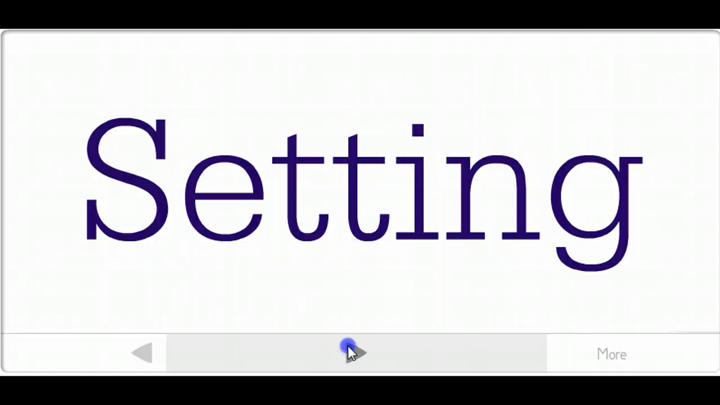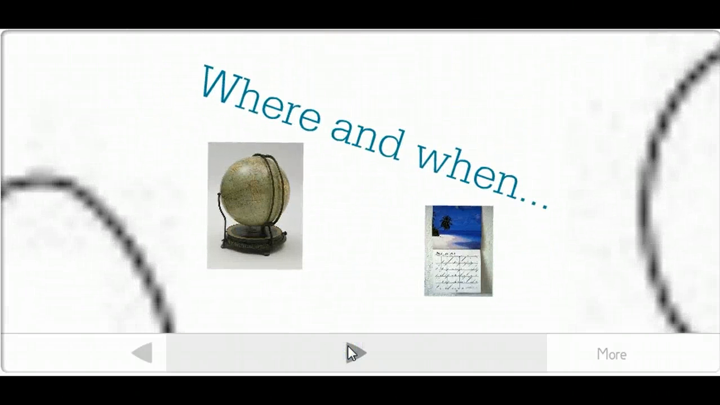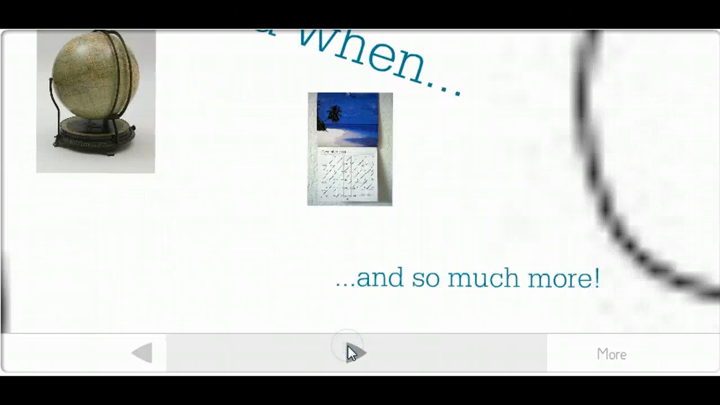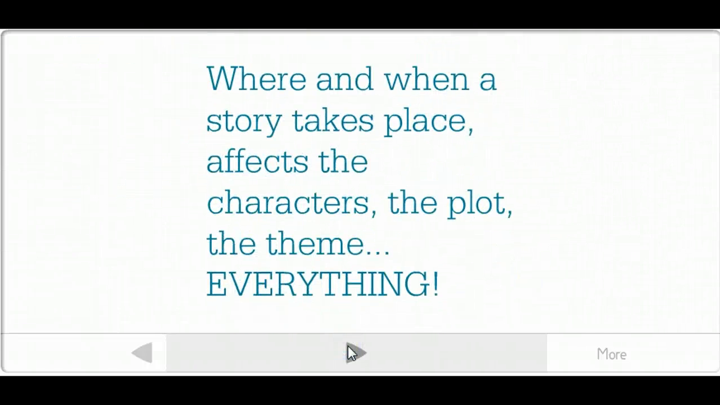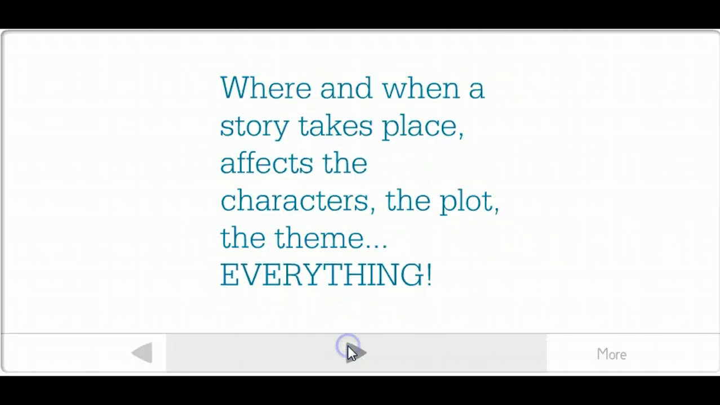Well, what is the setting? It's the where and the when of the story: where the story takes place, in what time period, and so much more. Where and when a story takes place affects the characters, the plot, the theme, everything.